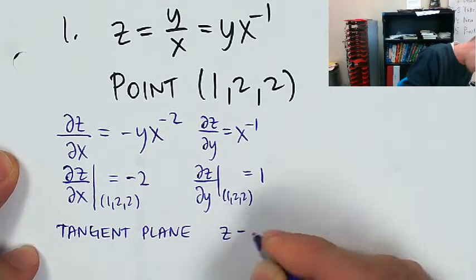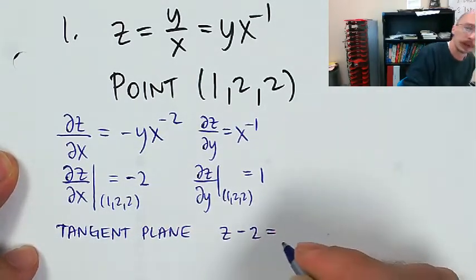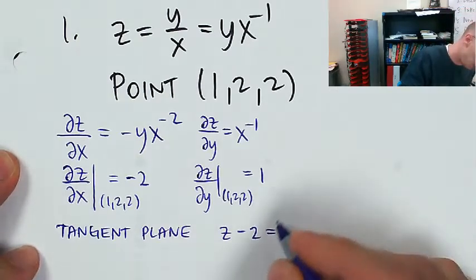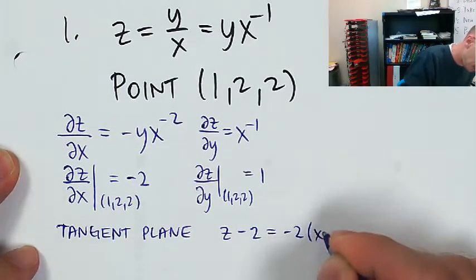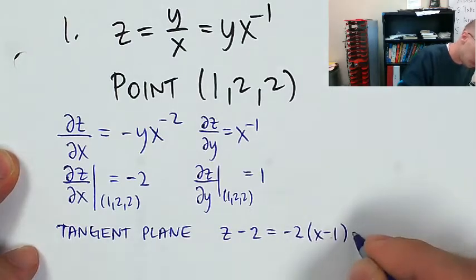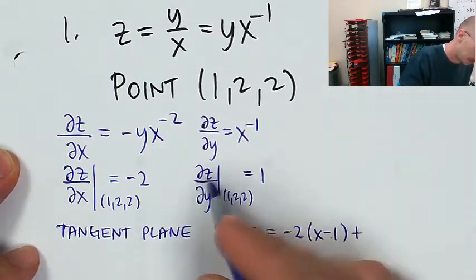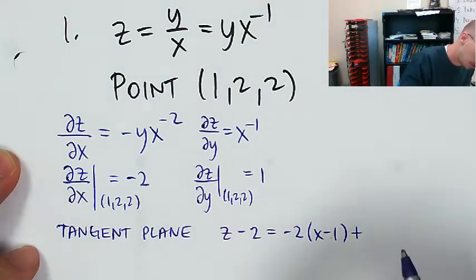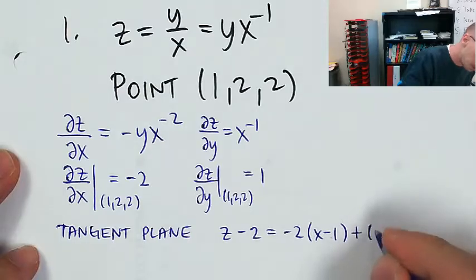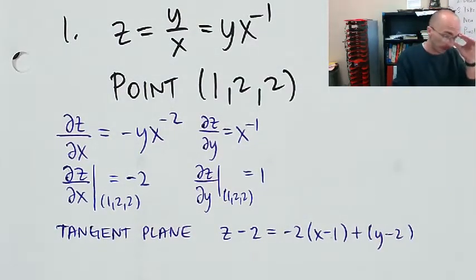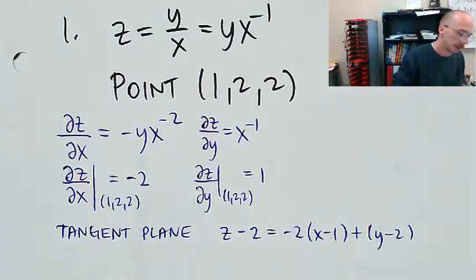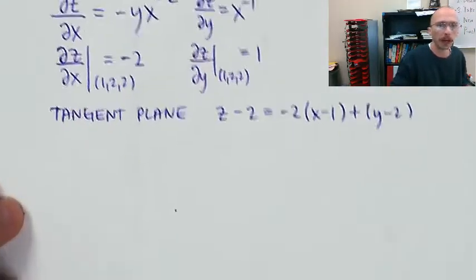It'll be z minus the z coordinate of the point we know on the plane is equal to the partial with respect to x times x minus the x coordinate of the point we know on the plane, plus zy, that'll just be 1 times y minus the y coordinate. So there we go. We have ourselves a tangent plane. Now if I want, yes, a normal line.